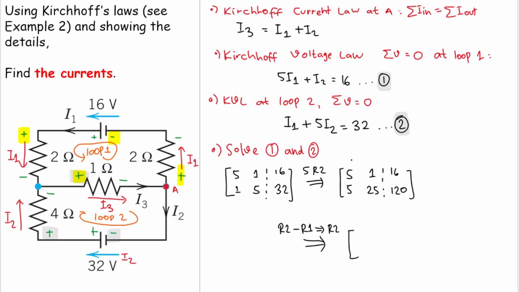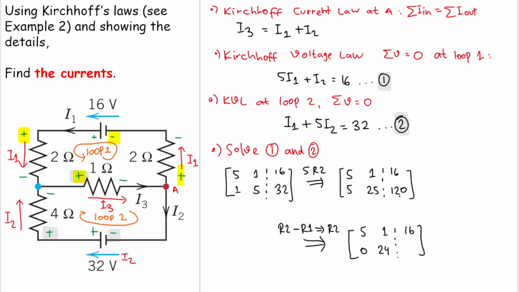Okay, let's just copy row number 1. So I have 5, 1, and 16. But for the second row here, I will have 5 minus 5, that will be 0. And 25 minus 1, that will be 24. And then 120 minus 16.